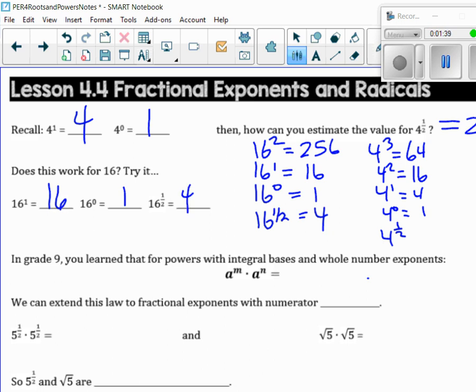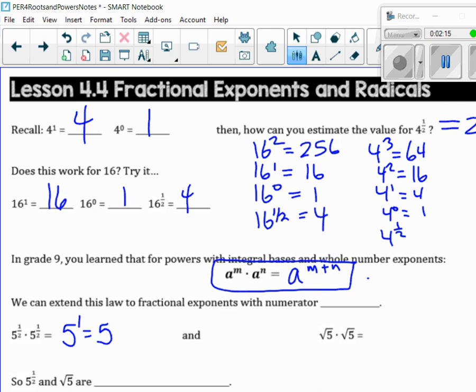In grade 9 you learned that powers with integral bases and whole number exponents, a to the power m times a to the power n, what do you do with those two exponents? You add them. So 5 to the power a half times 5 to the power a half is 5 to the power, add them, 1. So you get 5.